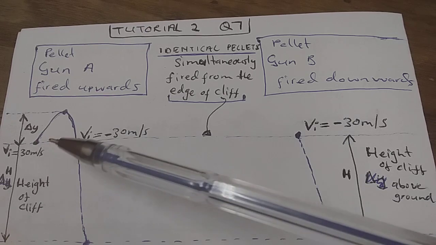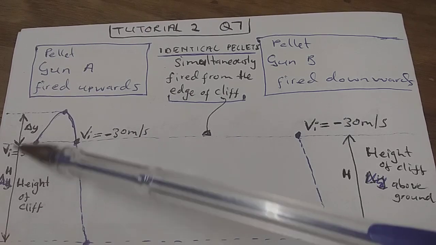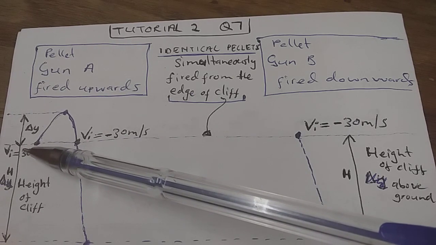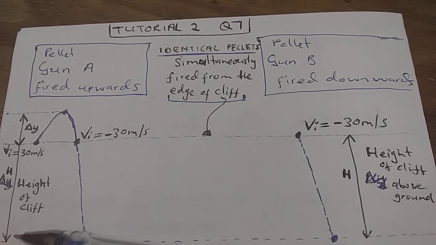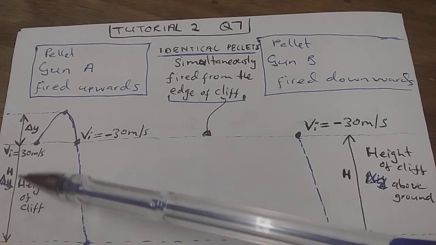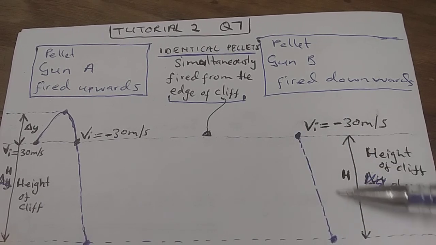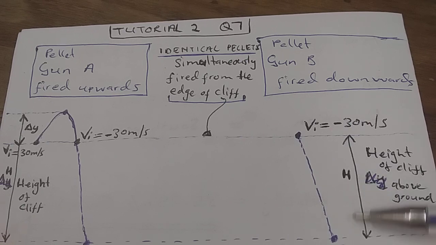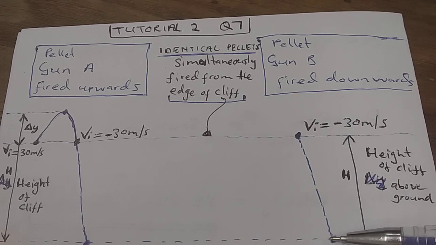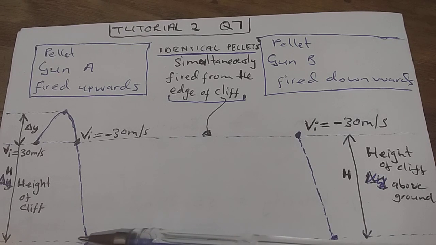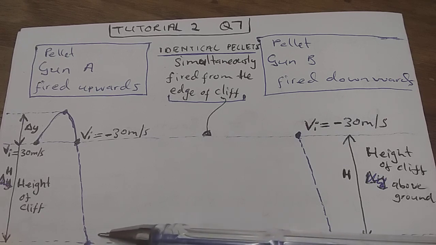Now, this is our change in y, okay? And then this is the height from the cliff to the ground, h meters, which is unknown. It was not given. Neither was the final velocity of ball B as it hits the ground, nor the final velocity of pellet A as it hits the ground. It was never given.